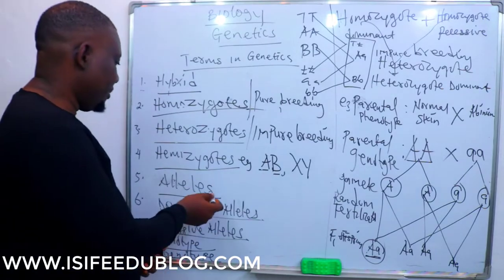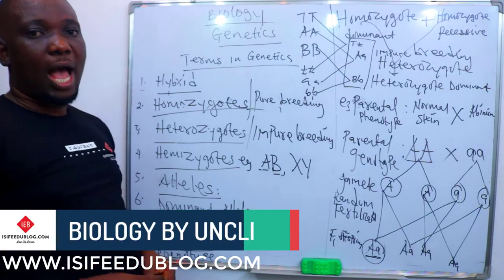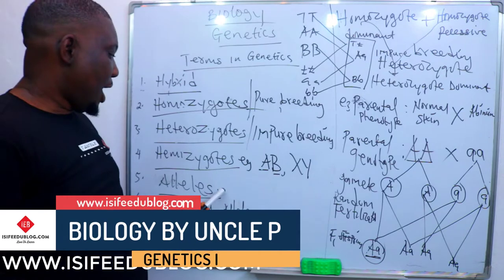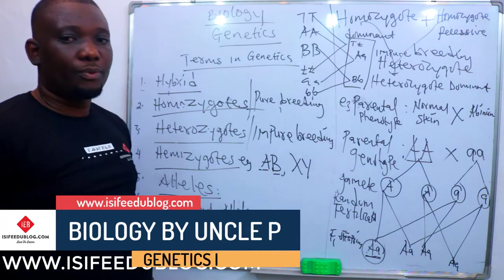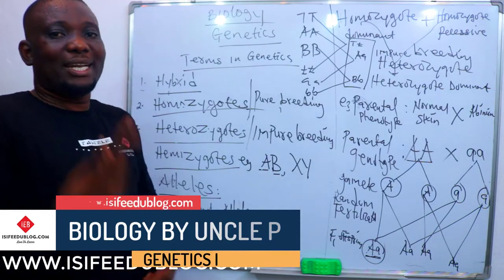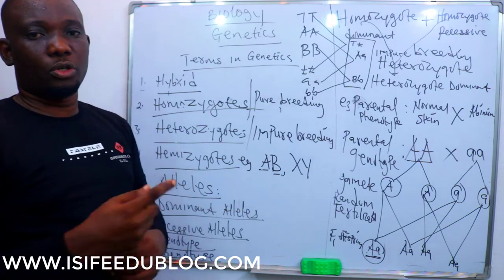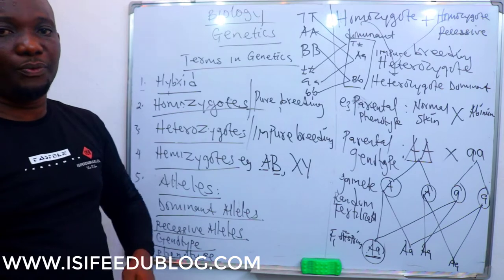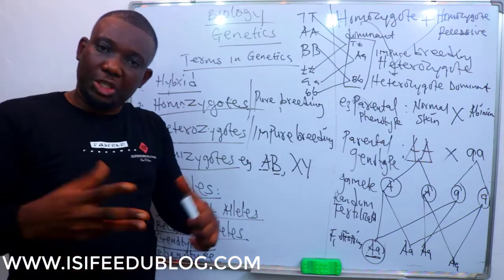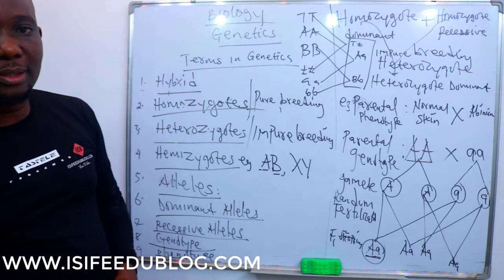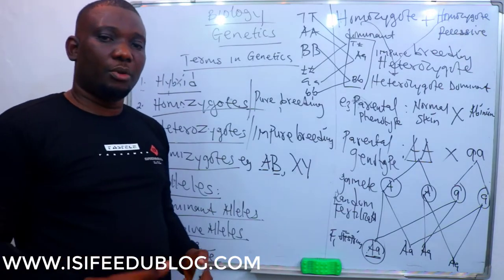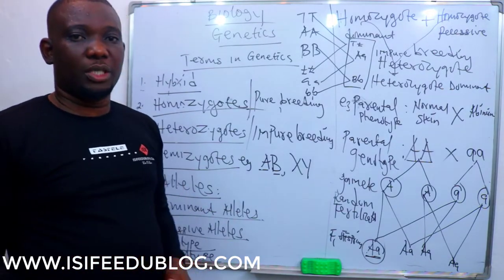And then we look at alleles. Alleles are a pair of alternative forms of a gene that we use to contrast a character. Sometimes it is gene. Genes are alleles, alleles are genes. But alleles are alternative forms of a gene.